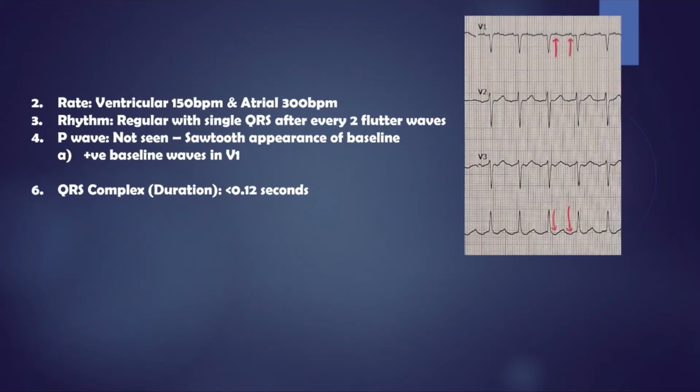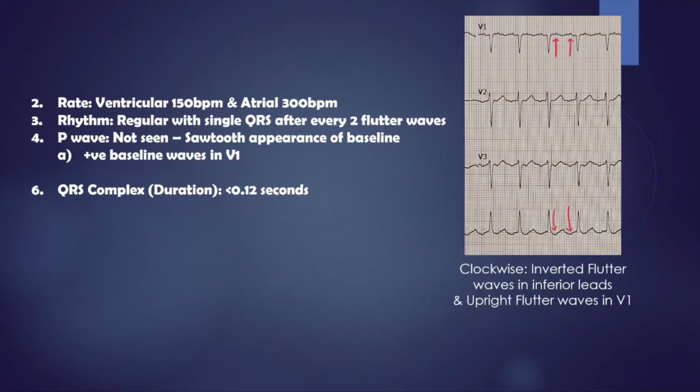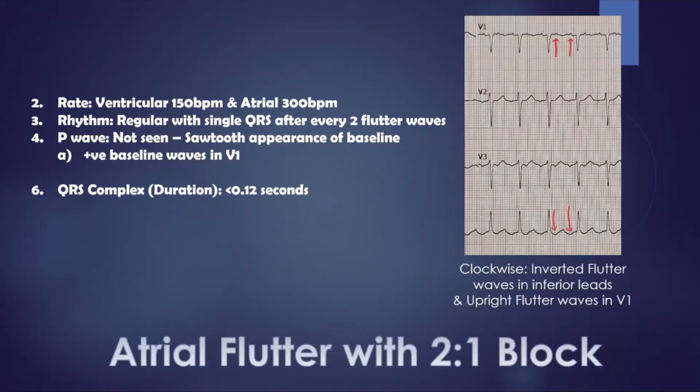So we'll take a look at these flutter waves here. This is a clockwise flutter. Atrial flutter with 2 to 1 block.